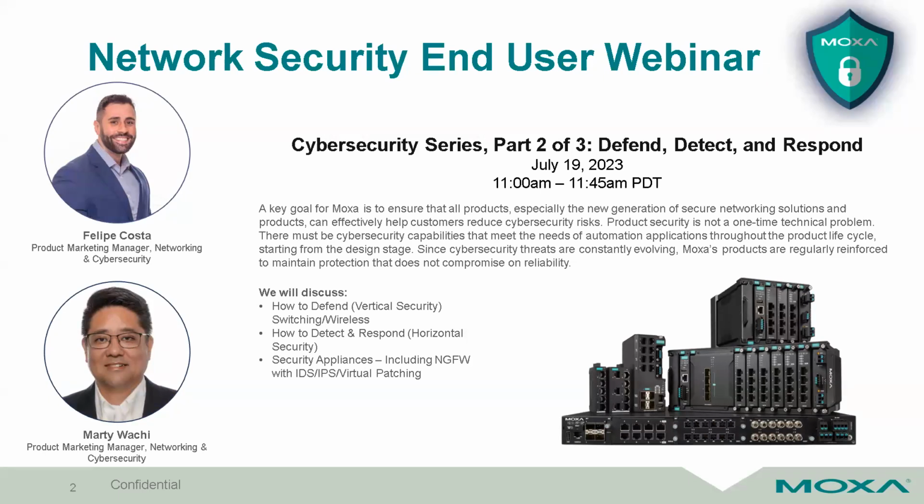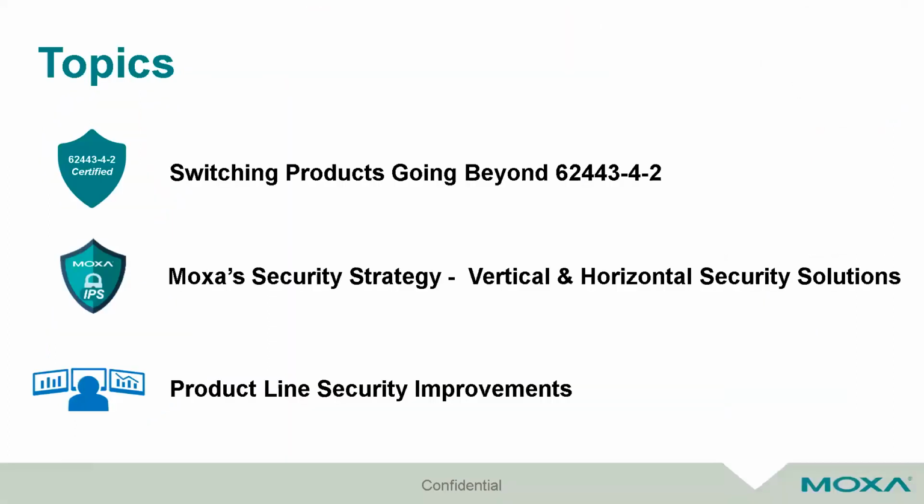Hey, thanks, Andrew. Let me jump in here to go over what we're going to cover today. Basically, we're going to start off with going through some of the switching products, really going beyond 62443-4-2. I'll cover a little bit about Moxa's security strategy, talking about vertical and horizontal security solutions and some of the things that we offer. And then we'll wrap it up by going through some of the security and network management product line improvements that we've made. So with that, I'm going to turn it over to Felipe.